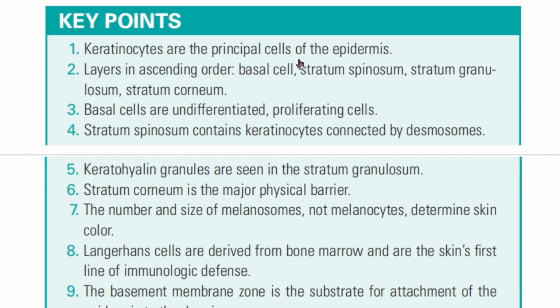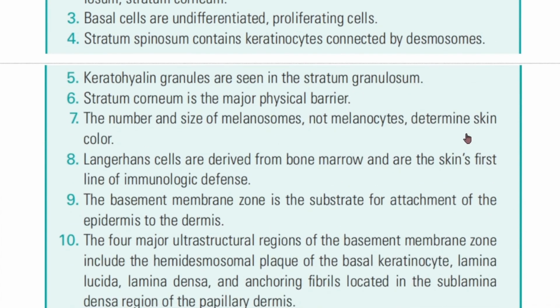Key points about epidermis. Keratinocytes are the principal cells of the epidermis. Layers in ascending order: basal cell, stratum spinosum, stratum granulosum, and stratum corneum. Basal cells are undifferentiated proliferating cells. Stratum spinosum contains keratinocytes connected by desmosomes. Keratohyalin granules are seen in the stratum granulosum. Stratum corneum is the major physical barrier.